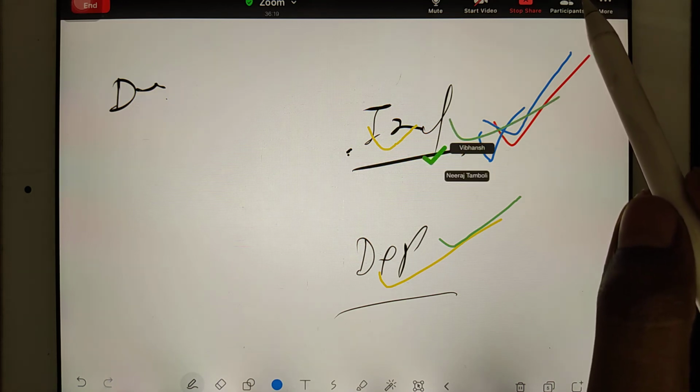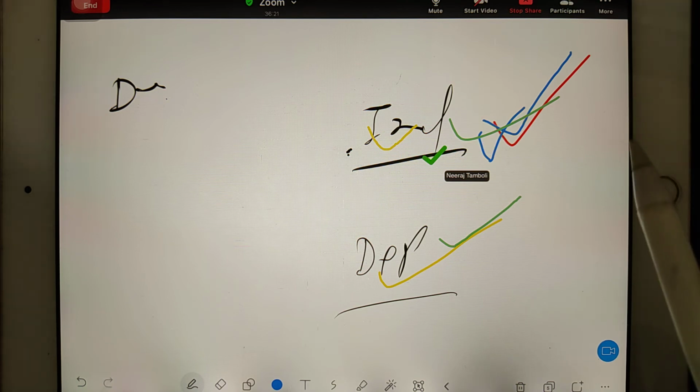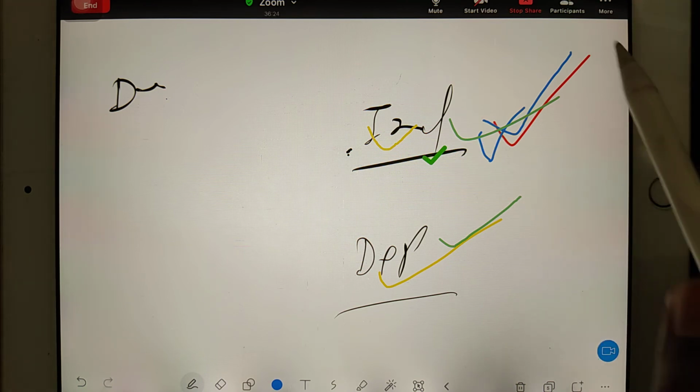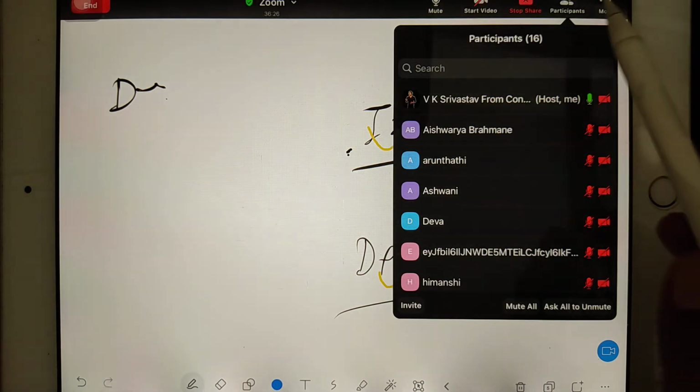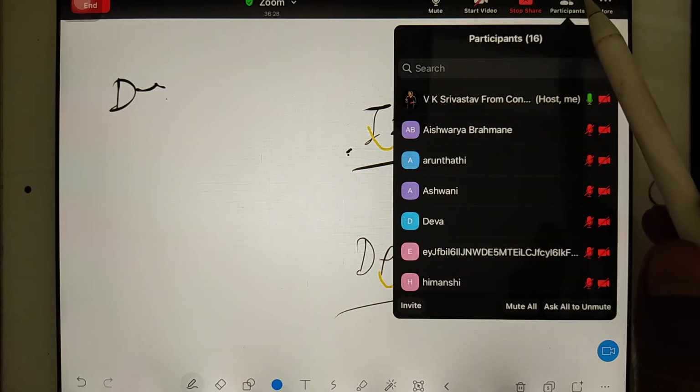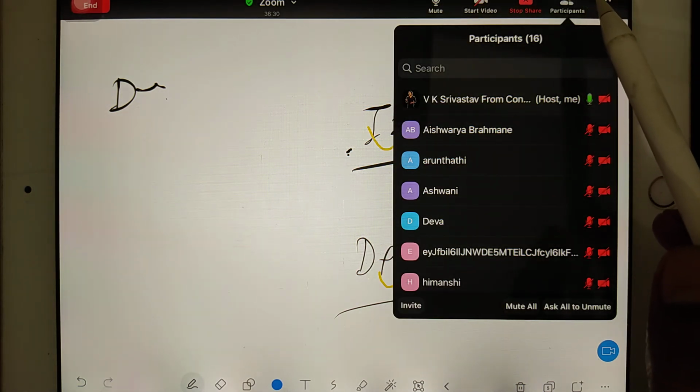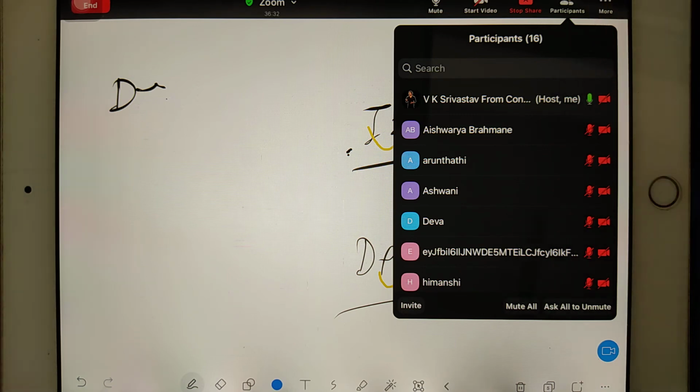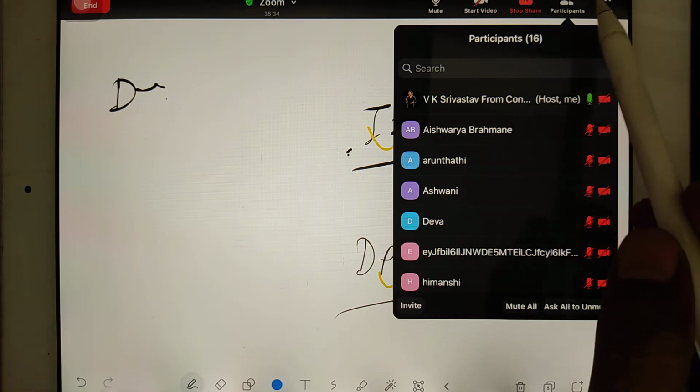There should be a total of 50 students I was expecting tonight to join the class, but only 16 students are joining the class. Actually, the remaining students are enjoying the live, like the full batch, regular batch recording.